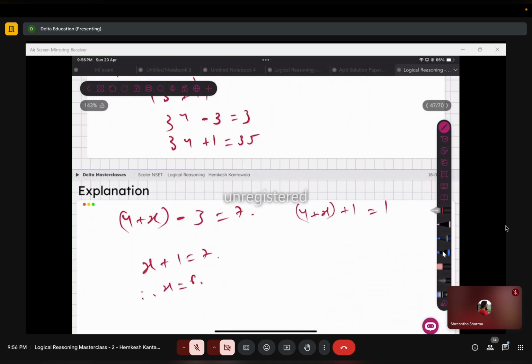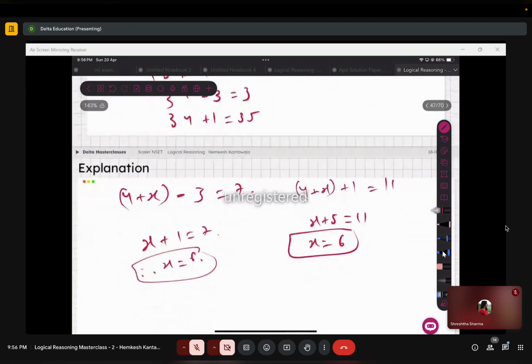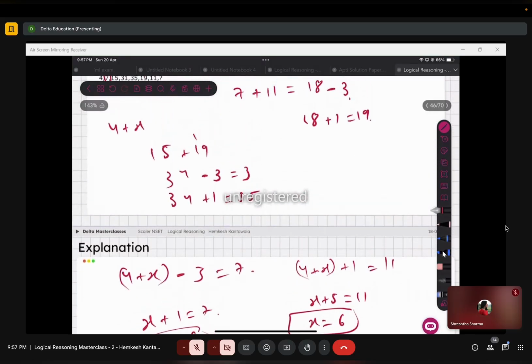Here also it is satisfying that x plus 5 is 11. So x comes out to be 6 from this case also. So x can be 6, and x can be 8 also using the pattern which Joel told.